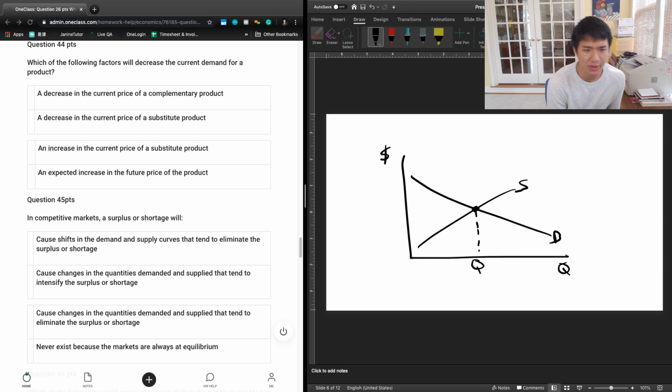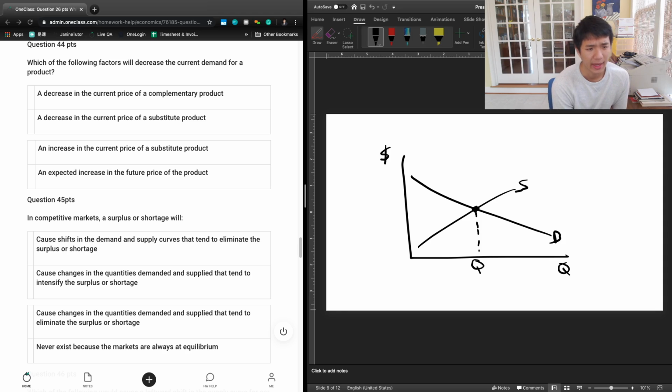B says a decrease in the current price of a substitute product. So substitute products are products that are interchangeable with our product. If the price of a substitute product decreases, we know that the demand for that substitute product is going to increase, and people are going to buy less of our product in favor of the substitute product. And so that is going to be something that decreases current demand. So we are going to treat that as a favorite for our answer for this question.